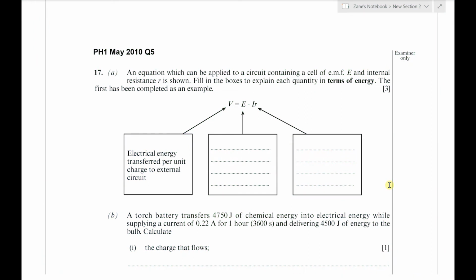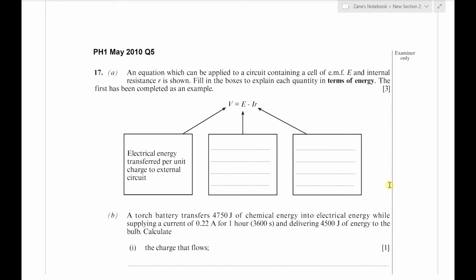This one was from May 2010's Unit 1 and it was question 5 on the paper, and it's basically about EMFs and internal resistances. So what we start with is basically a standard formula given in the data book that V equals E minus IR. Here V is the terminal PD, which is basically the amount of electrical energy that's transferred per unit charge to the external circuit for that external circuit to turn into other forms.